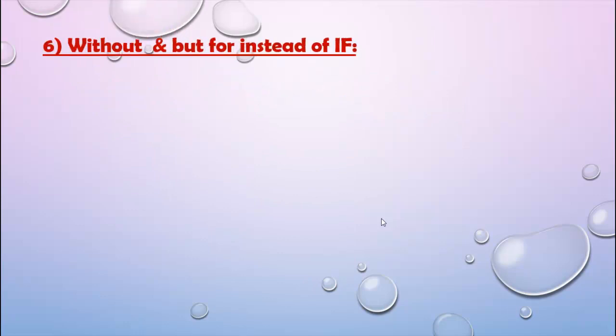Without and but for instead of if. We can use without and but for instead of if in negative sentences. If is followed by a negative sentence, so you can use without and but for.